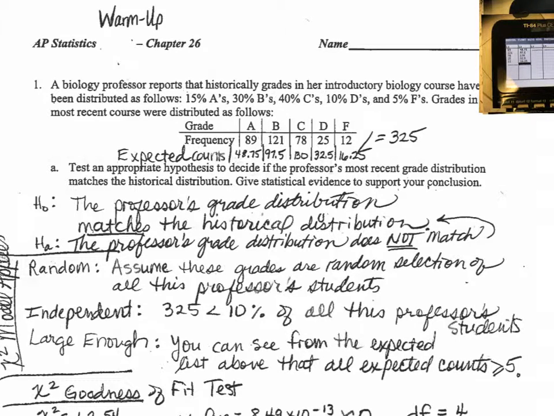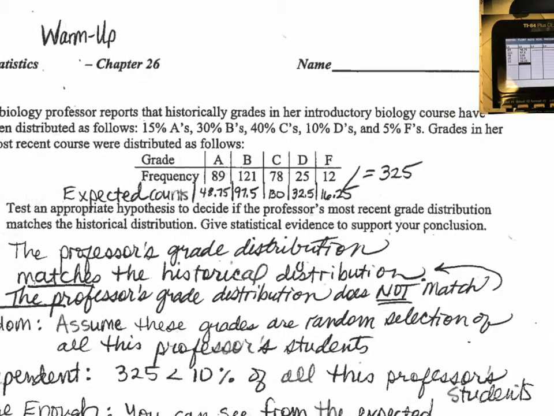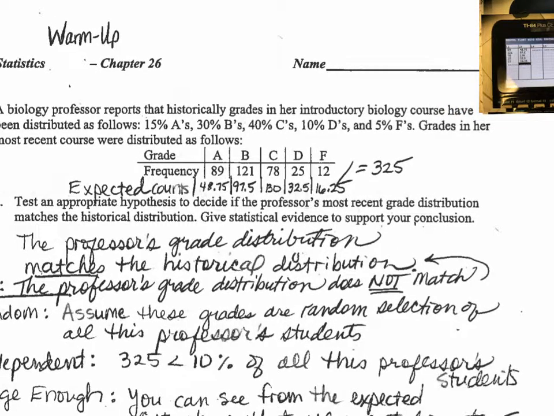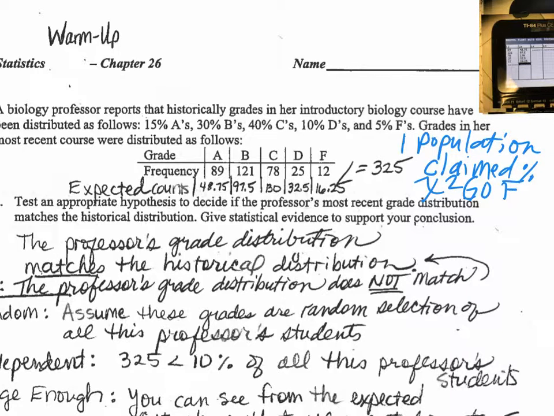I want to go over the warm-up with you. So let's go ahead and take a look at this. This first problem here, when we read what we got going on, we have one population, with some claimed percentages. We just have the various categories. One population with the claimed percentages makes this a chi-squared goodness of fit type problem.